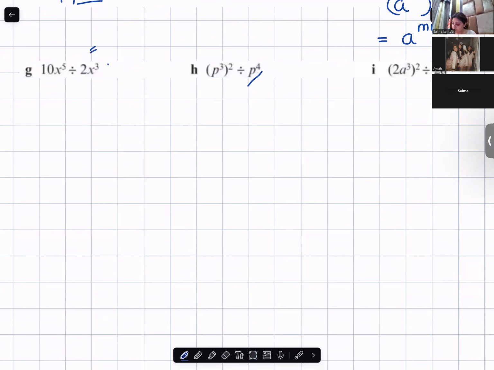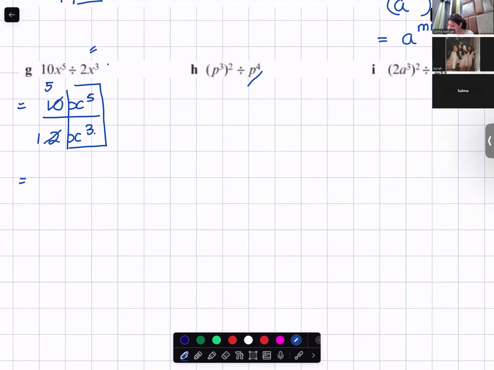First, you need to put it in the proper form. So this will become 10x^5 over 2x^3. Law of indices will only be applied to base and power. Constants will be dealt separately, variables will be dealt separately. So this would become 5x. Division means subtract. So 5 minus 3. So this will become 5x squared.